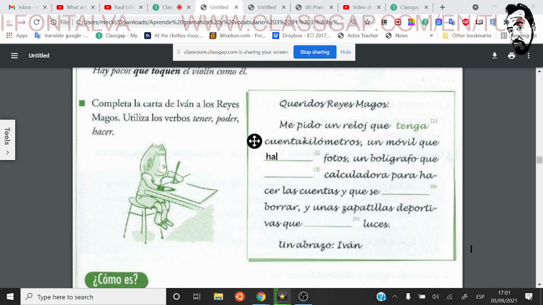Y unas zapatillas, so trainers. Zapatillas deportivas, trainers or sneakers. So sneakers that tenga again, que tenga luces. Luces, lights. Okay, very good.